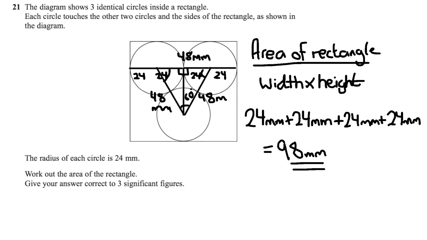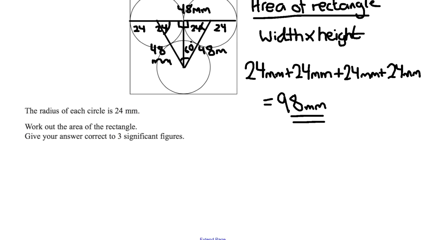Okay, so let me just quickly draw out a triangle. Good enough. So this is my triangle inside this particular triangle here. I know that the hypotenuse is 48 millimeters. This angle over here is 60 degrees. And I want to find the height. So I have the hypotenuse and the angle, but I want to find this length.